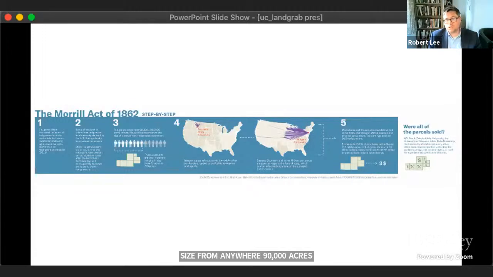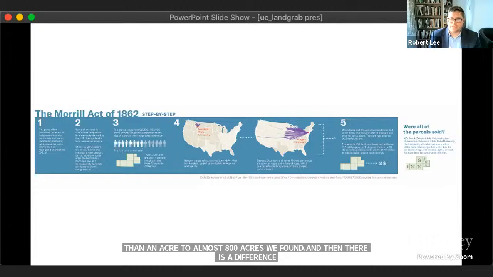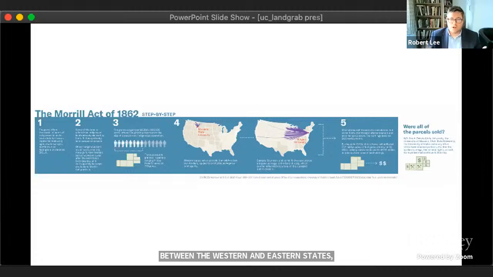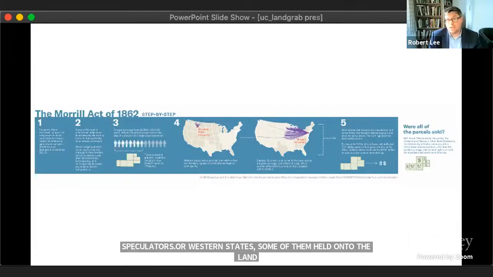And the parcels would range in size from less than an acre to almost 800 acres, we found. And then there's this difference between the western and eastern states, the scrip and the land states that you see mapped in number 4. And then the disposal process. A lot of states are selling the scrip to speculators, or western states, some of them held on to the land and they would set up real estate offices. This is what UC did, actually.